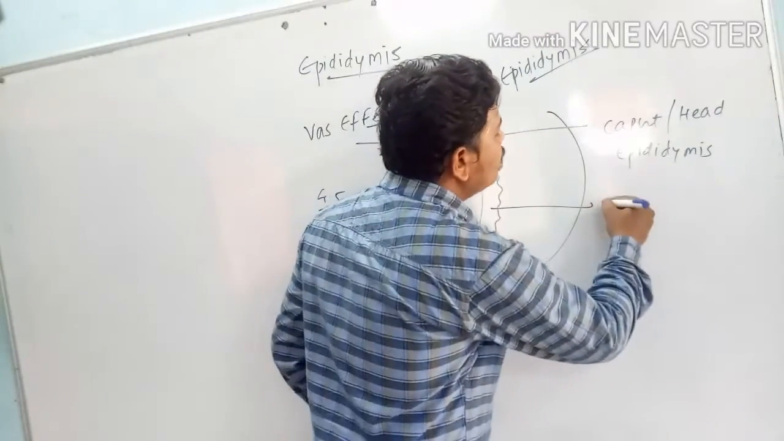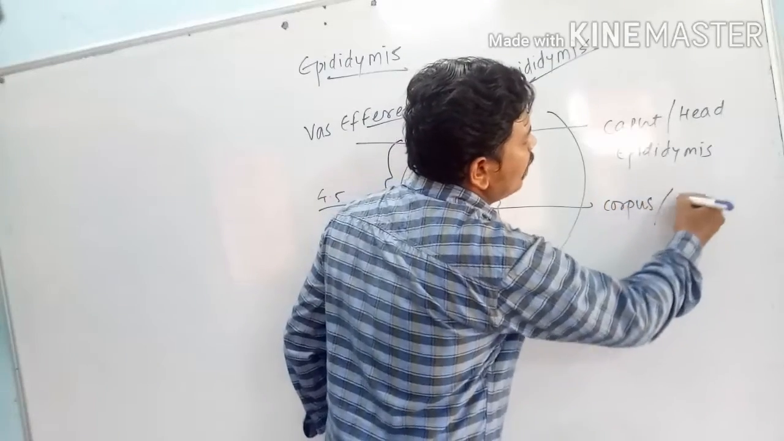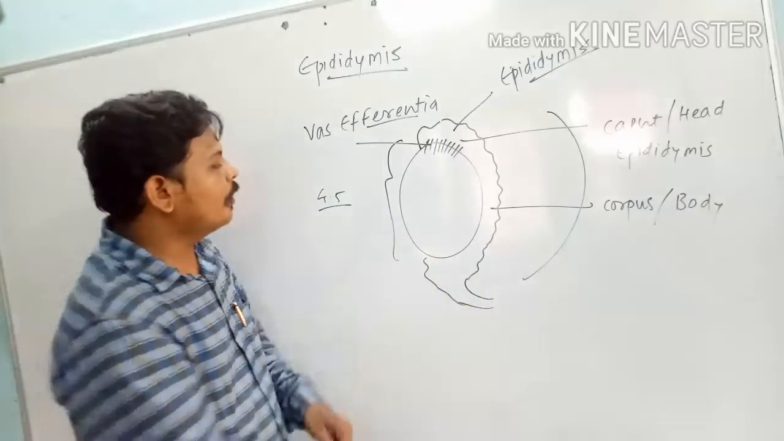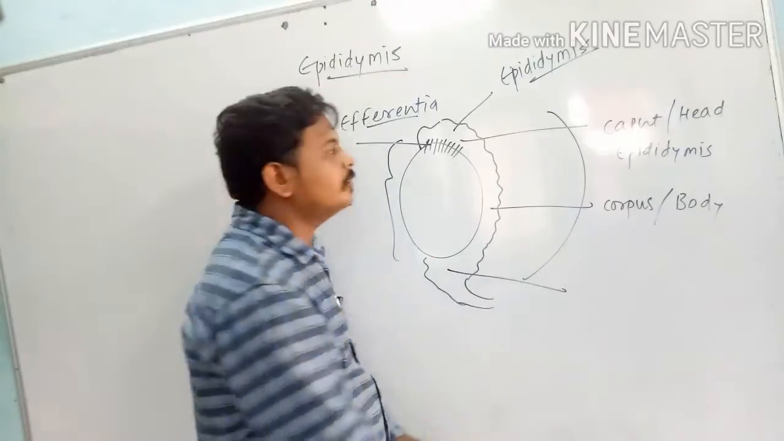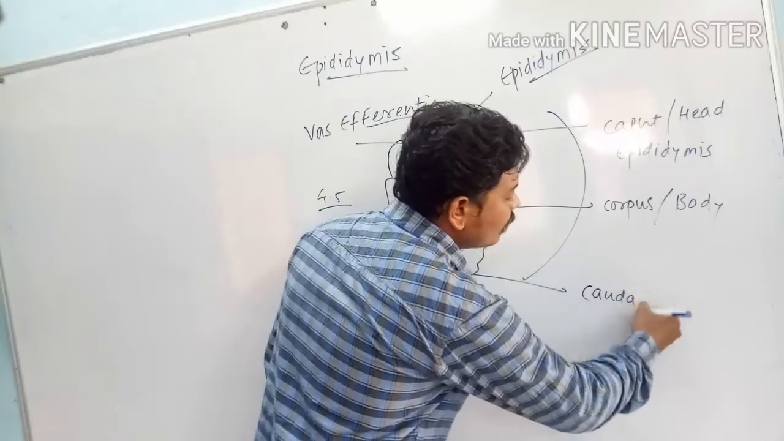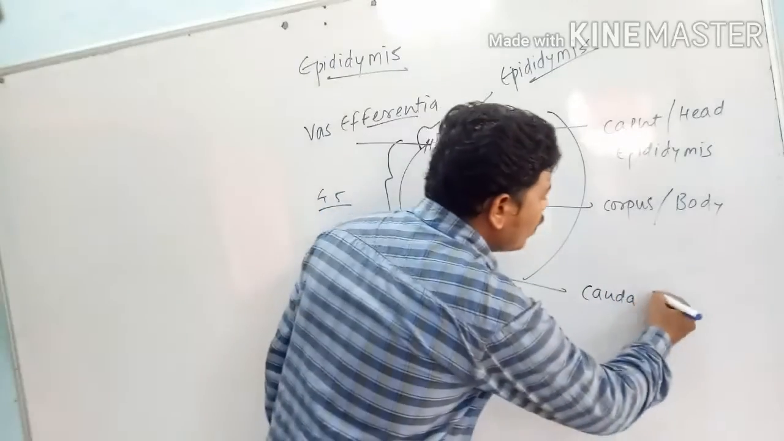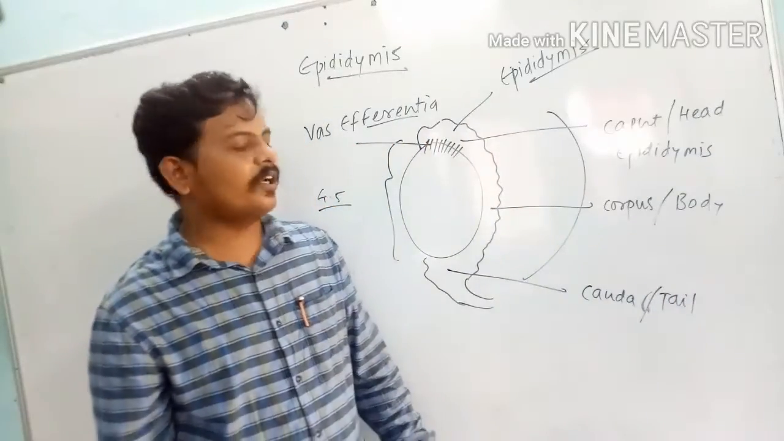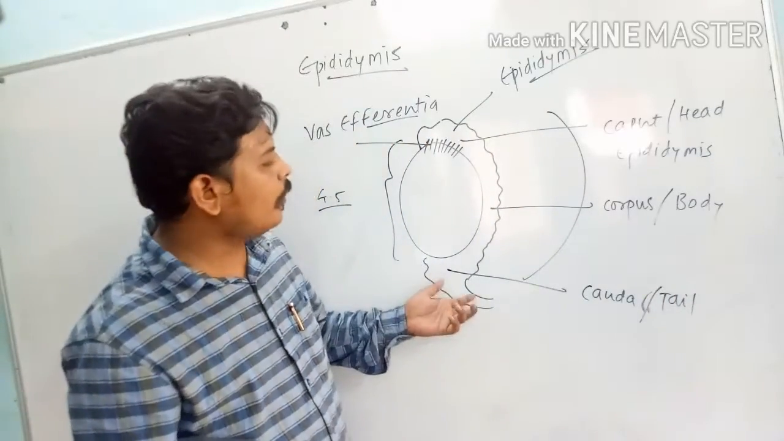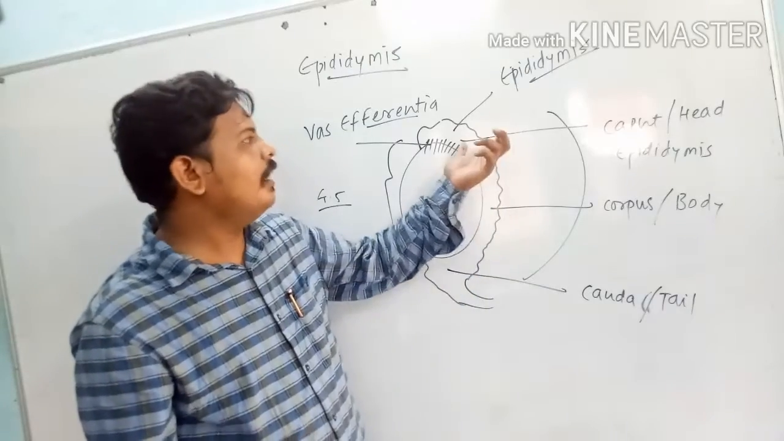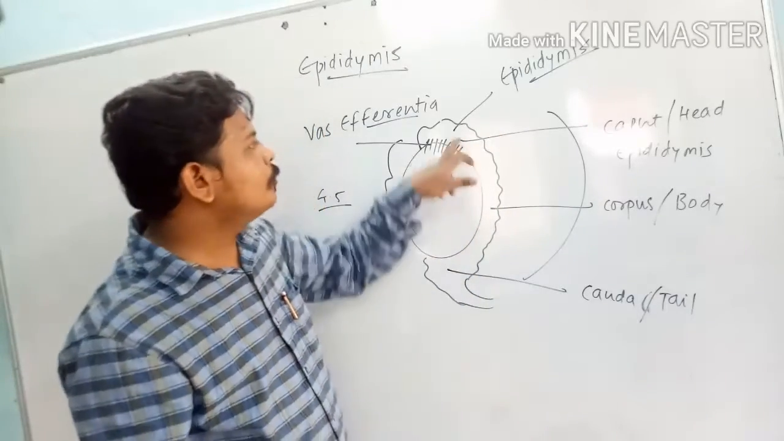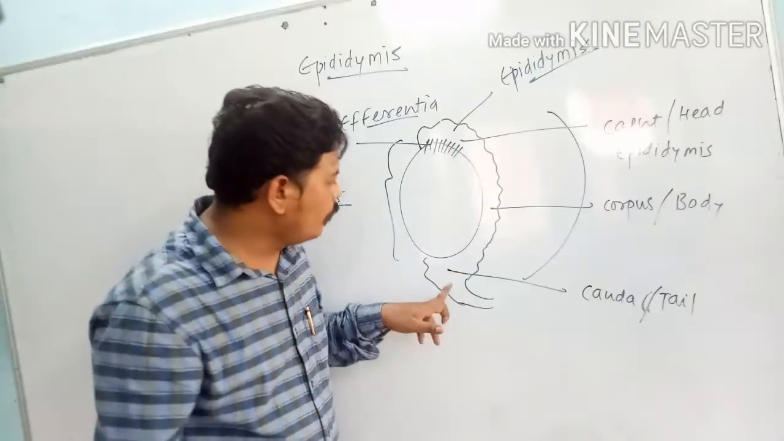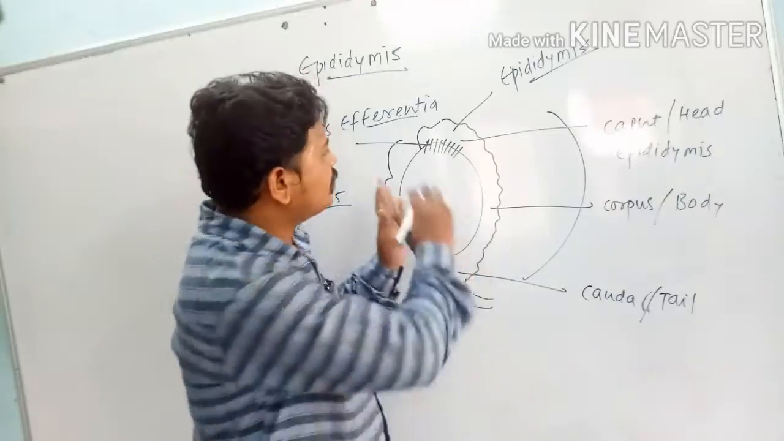Middle part is also called corpus epididymis or body of epididymis, and lower part is also called cauda epididymis, or also called tail of epididymis. Okay, cauda means tail, corpus means body, and caput means head. Okay, so the head of epididymis, body of epididymis, and lower part is cauda epididymis. Okay, this is the structure of epididymis.